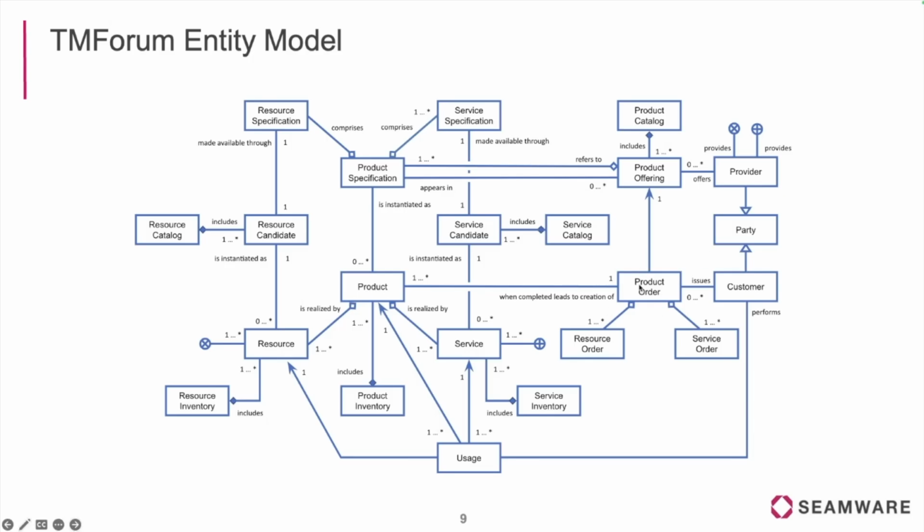When this process finishes, what is going to be created are these objects here: the product, the resource, and the service, which are the particular instances that have been created for the user. For example, if in our example we have a service specification defining a context broker, the service will be the particular instance of the context broker that has been deployed for that particular user, the real one.